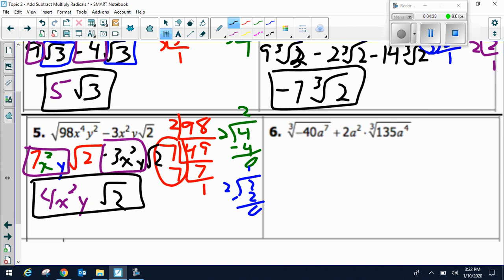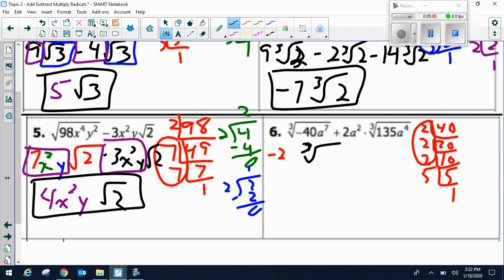All right, same thing for this last piece down here. We'll do each one again. So we've got 40. Break it down. 2 goes into that 20 times. 2 goes into that 10 times. 2 goes into that 5 times. 5 goes into that 1. So you're looking for groups of 3, which is there. So negative 2 is going to come out, and the 5 is going to stay in.